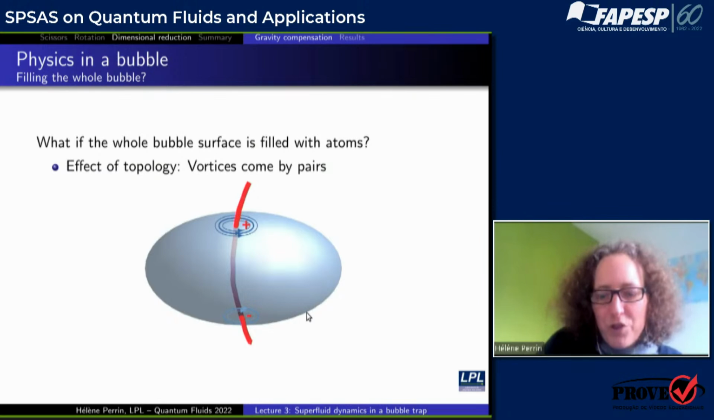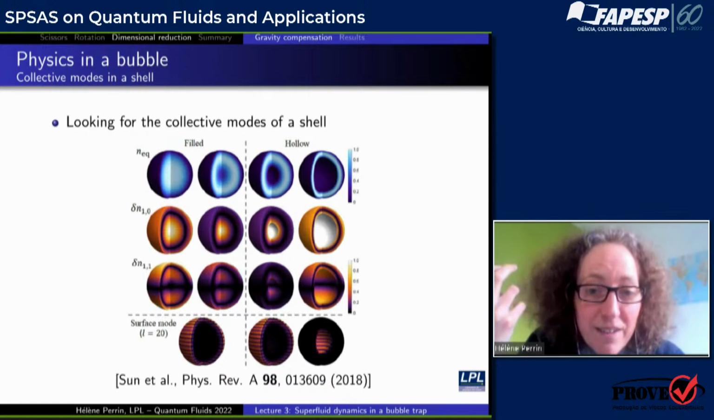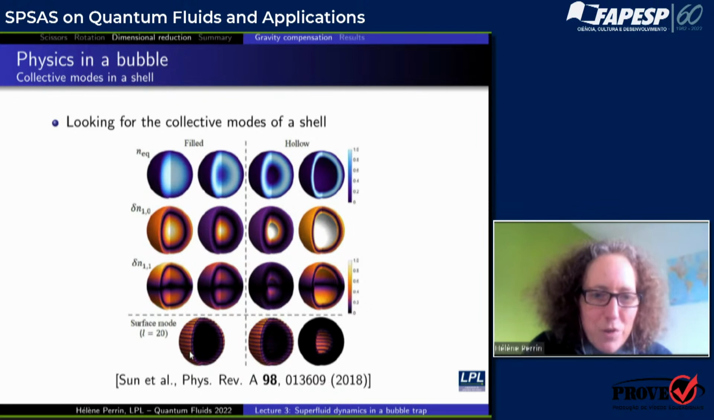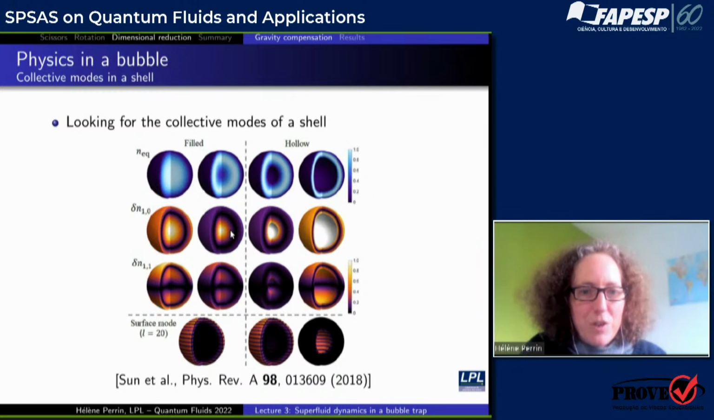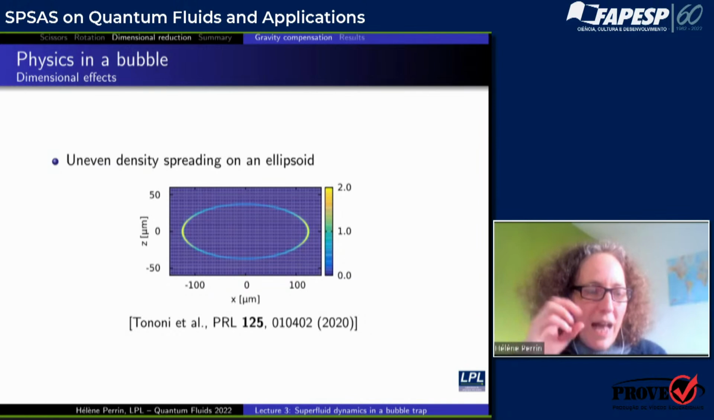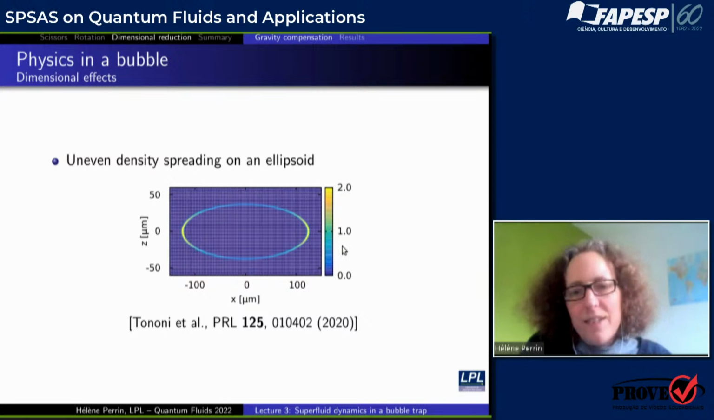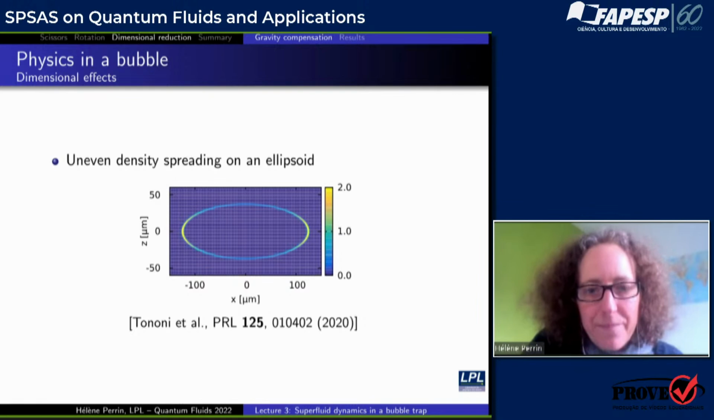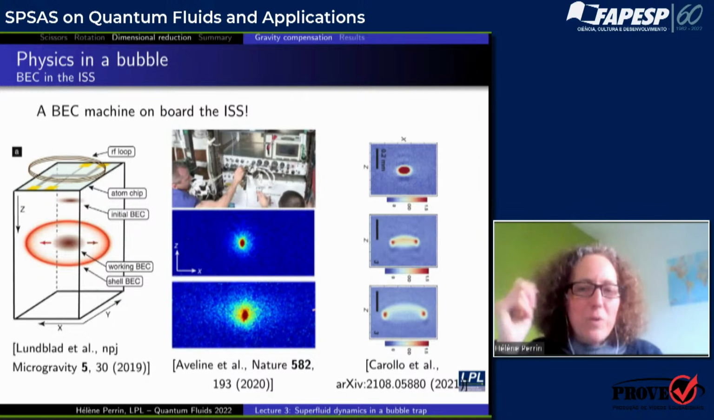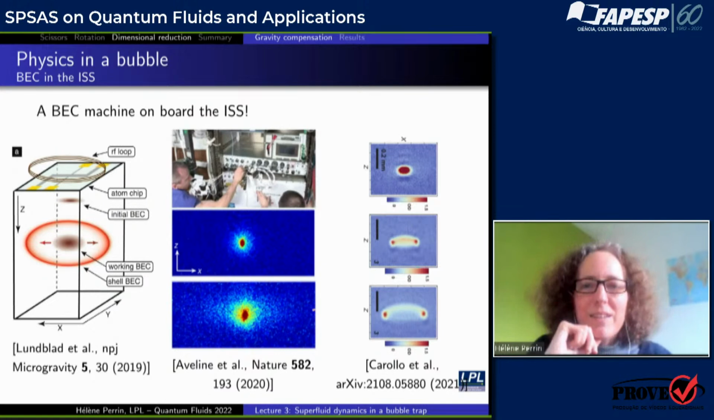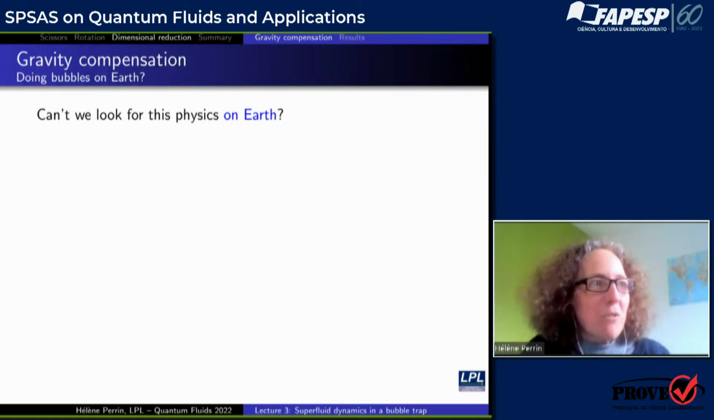There are also specific collective modes that you expect in this bubble geometry, like surface modes that are not present if you have just a flat gas. And you also expect a specific curvature effect in the density of the gas all over the surface. And as I told you in the first lecture, there is even an experiment on the International Space Station that tries to fill such a bubble with atoms everywhere to explore this kind of physics, even if it's a hard job. So I don't want to go to space, and I would like to know if it is possible to fill the bubble everywhere, but on Earth.